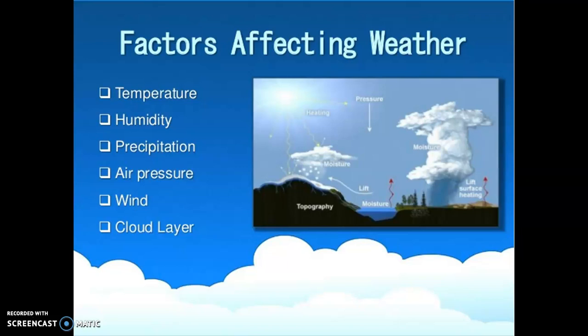Temperature. Weather is affected by temperature, that is how hot or how cold it is. Then humidity, which is basically the capacity to hold the moisture content. Then precipitation, which again depends on the capacity to hold moisture; based on whether the temperature is too high or too low, precipitation takes place. Then the air pressure, wind and cloud layer. So these are all the factors that affect weather.